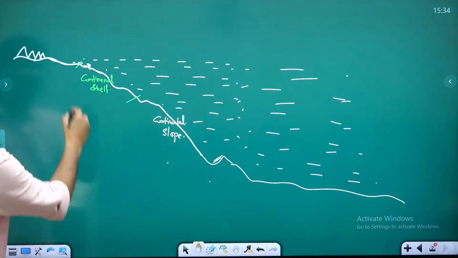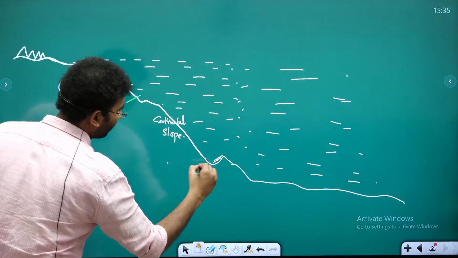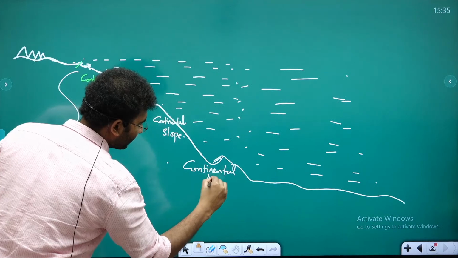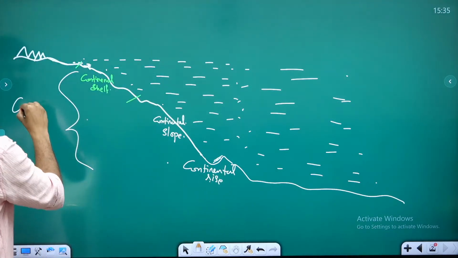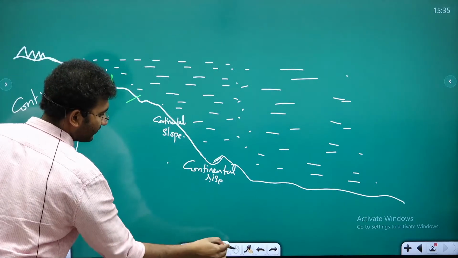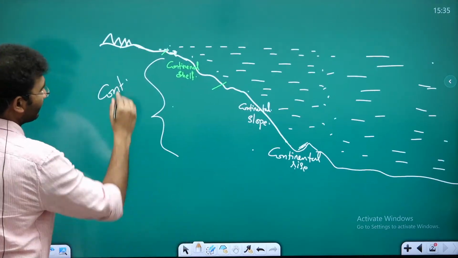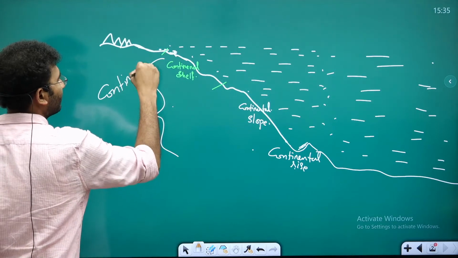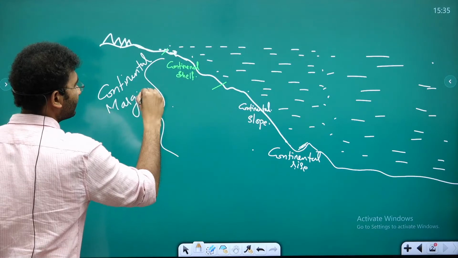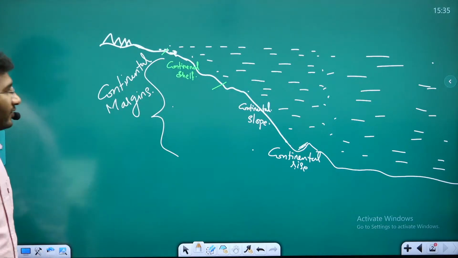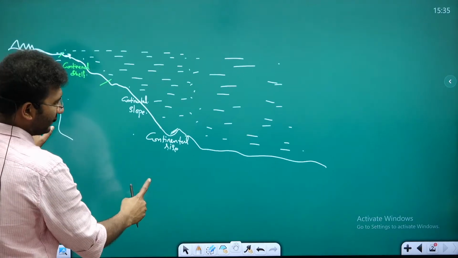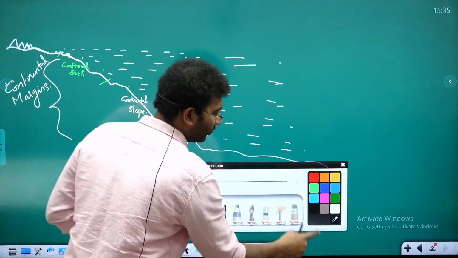So broadly speaking, this is how your oceanic floor will be on the continental margins, right? So this part of the oceanic floor is called the continental margins, right? Clear?